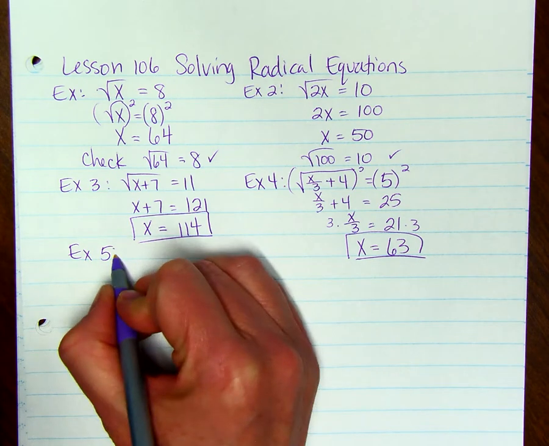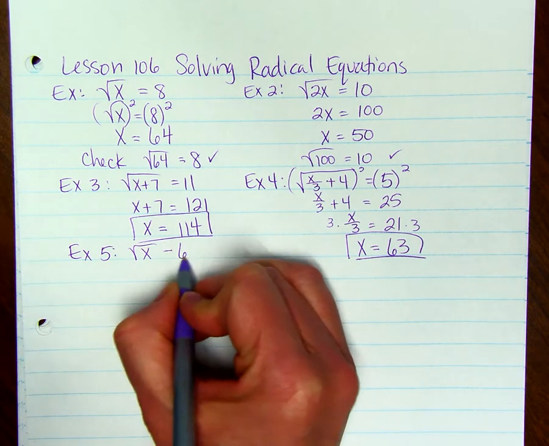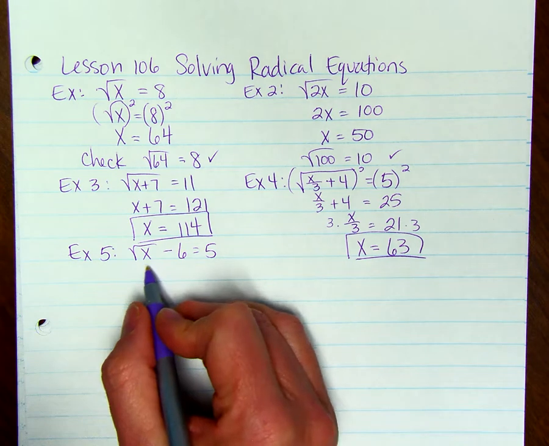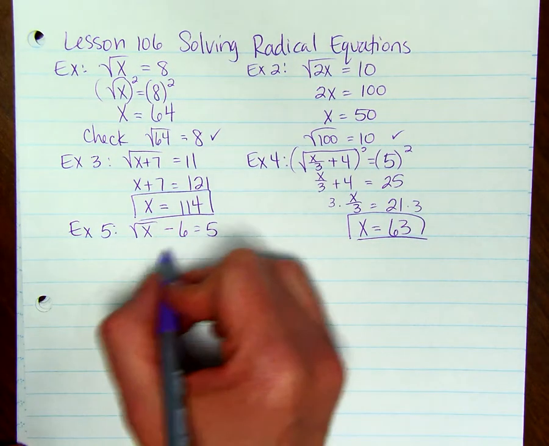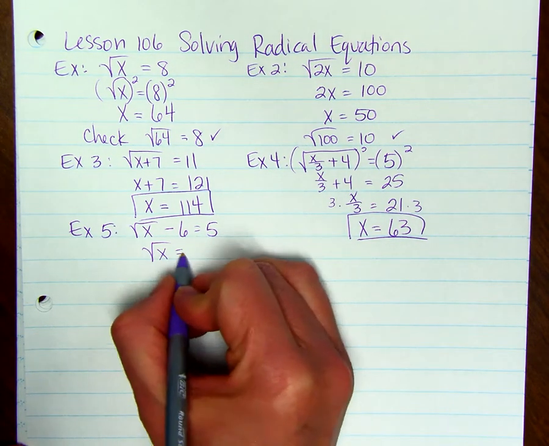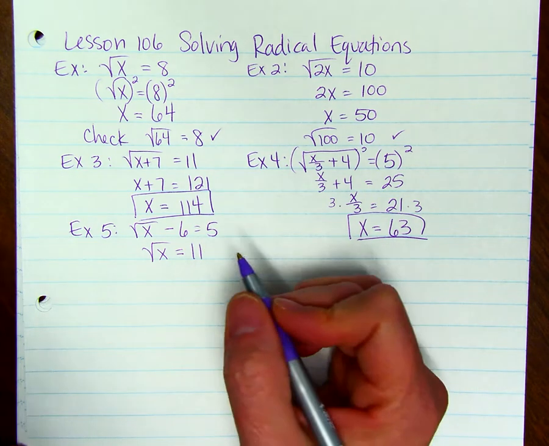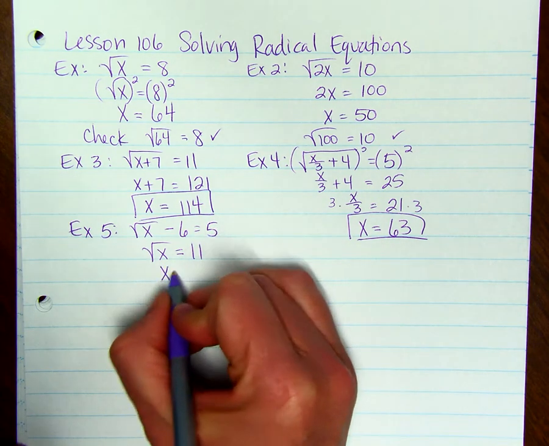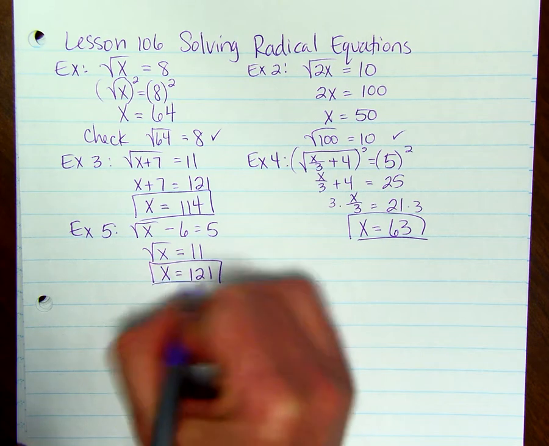Example 5, we have the square root of x minus 6 equals 5. We want to get the square root term all by itself, so we're going to add 6 to both sides. And we get the square root of x equals 11. Square both sides, so x should be 121.